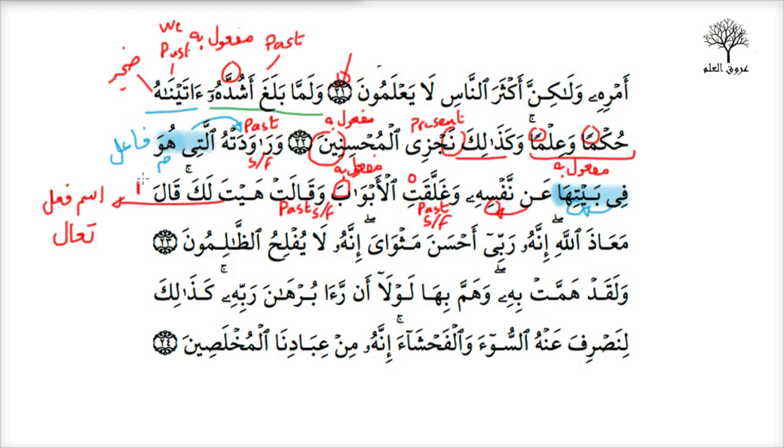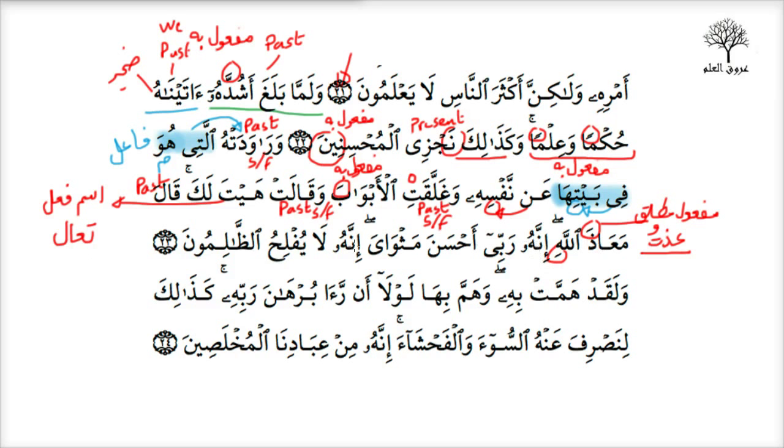Qala, this is a past verb, single masculine. معاذ الله. Now, معاذ الله, this is منصوب مفعول مطلق. And so here we have a فعل محذوف, عذت, I seek refuge, معاذ الله, the refuge of Allah. So this is for emphasis, more emphasis, just like we say Subhanallah.